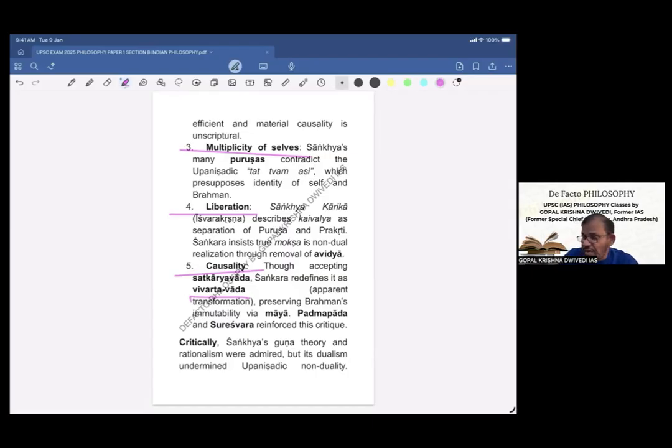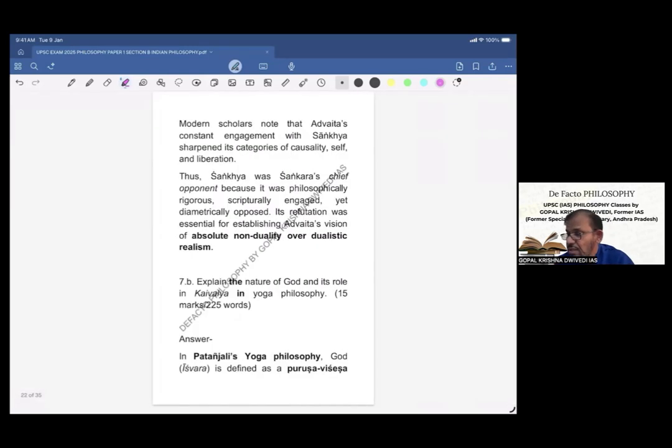Now, these are the main criticisms of Shankaracharya against Sankhya. Now, we have to critically evaluate this criticism also. So, accordingly, critically, Sankhya's guna theory and rationalism were admired, but its dualism undermined Upanishadic non-duality. Modern scholars noted that Advaita's constant engagement with Sankhya sharpened its categories of causality, self, and liberation.